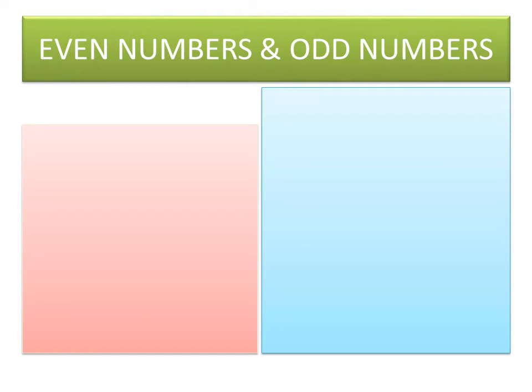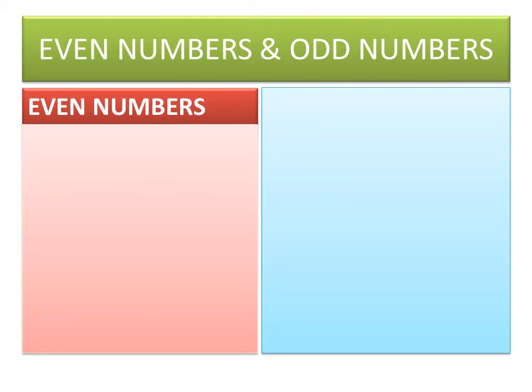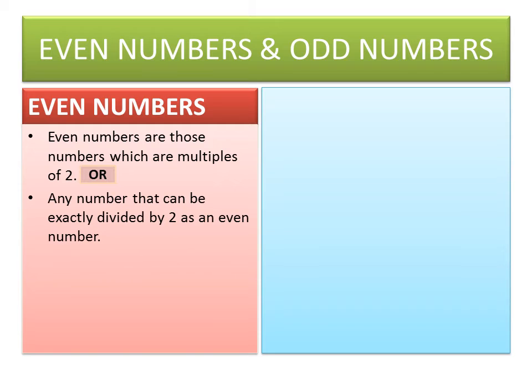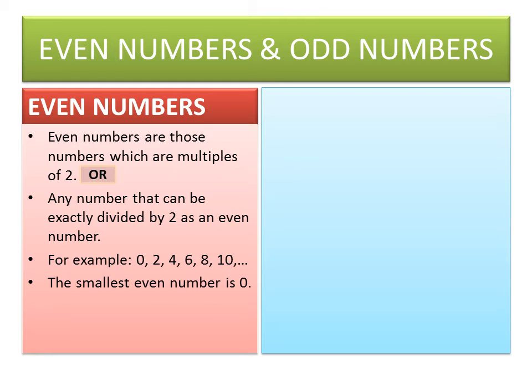Our next topic is even numbers and odd numbers. Let's start with even numbers. Even numbers are those numbers which are multiples of 2, or any number that can be exactly divided by 2 is an even number. For example, 0, 2, 4, 6, 8, 10, etc. The smallest even number is 0.